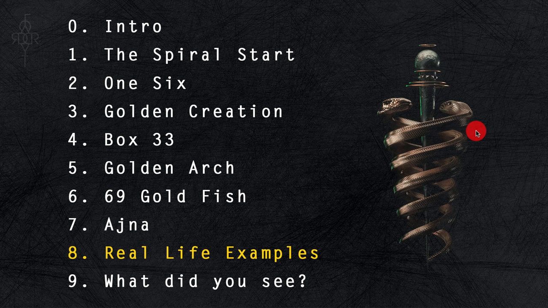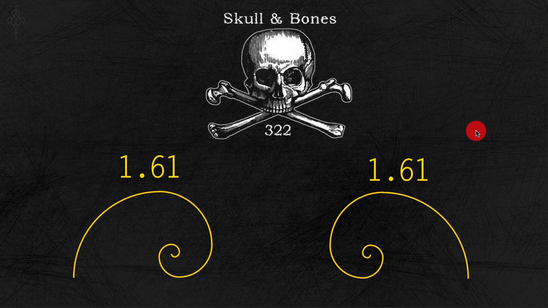I actually had an error in there, and I want to correct that error on the total numbers and what I got for outputs. But let's get into some real life examples of the golden ratio, the Fibonacci sequence, the numerical patterns, all that kind of stuff. And I'm going to show this organization right here.